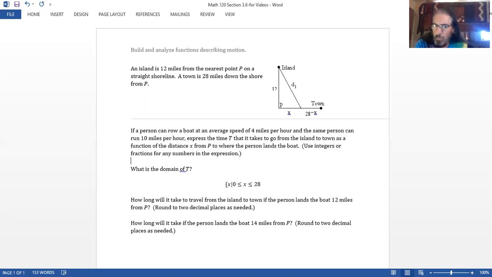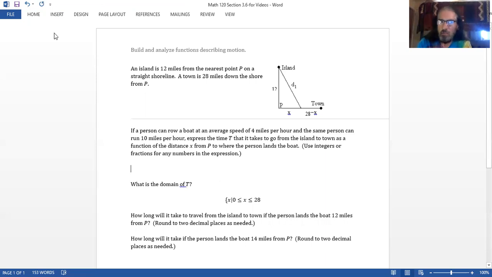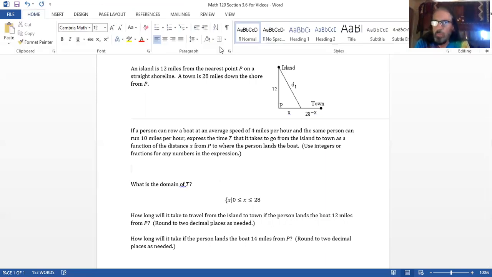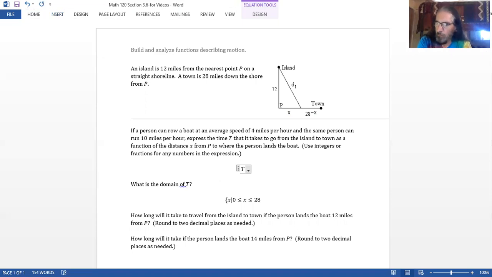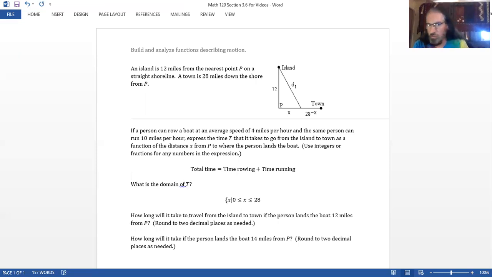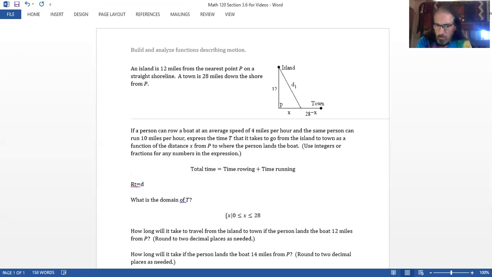Now, to come up with the function t of x, we're going to have to use the fact that the total time spent is how much is spent rowing plus time jogging or running. And furthermore, we're going to have to use the uniform motion formula. If rate times time equals distance, r times t equals d, then time is equal to distance over rate.